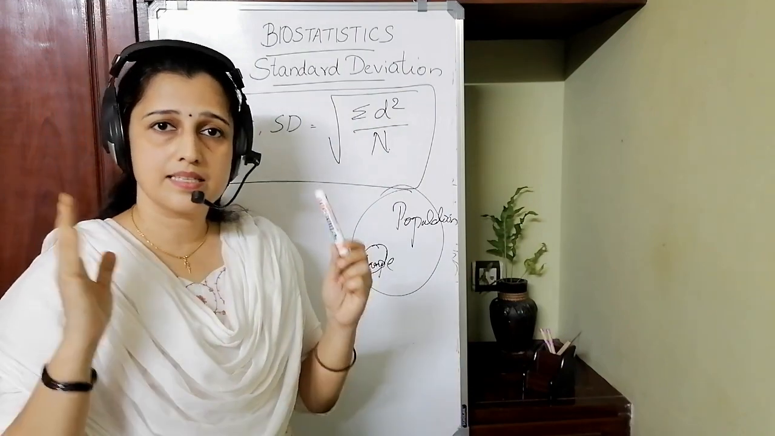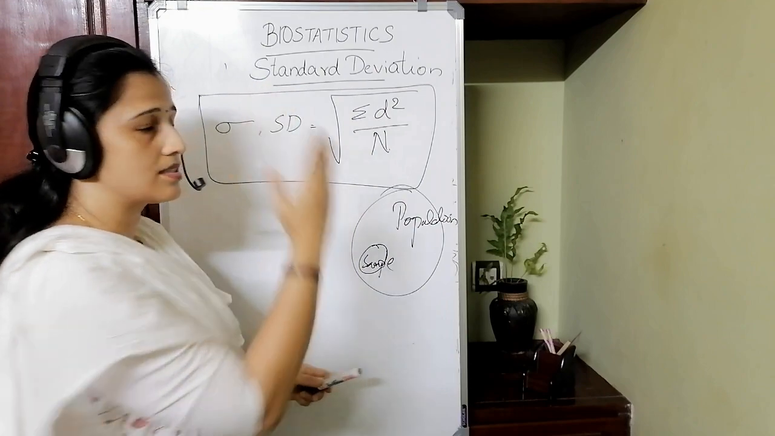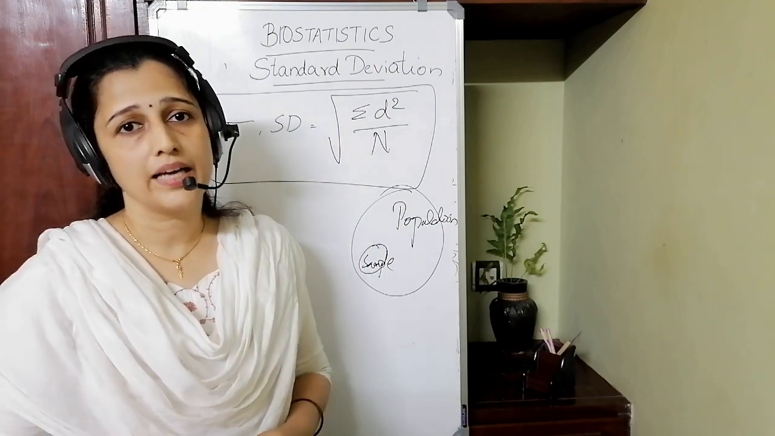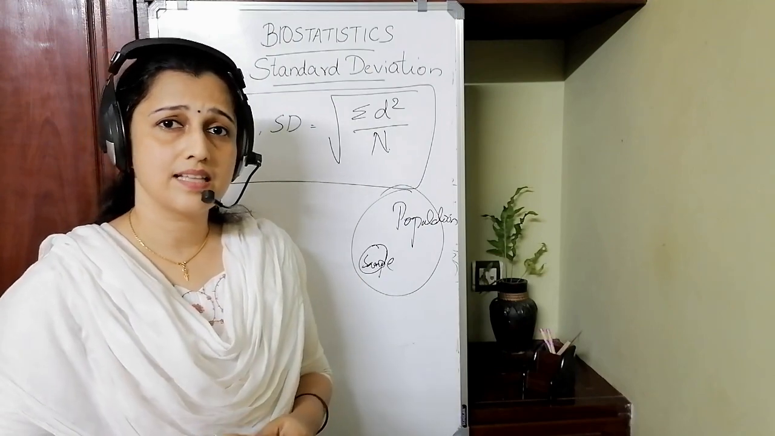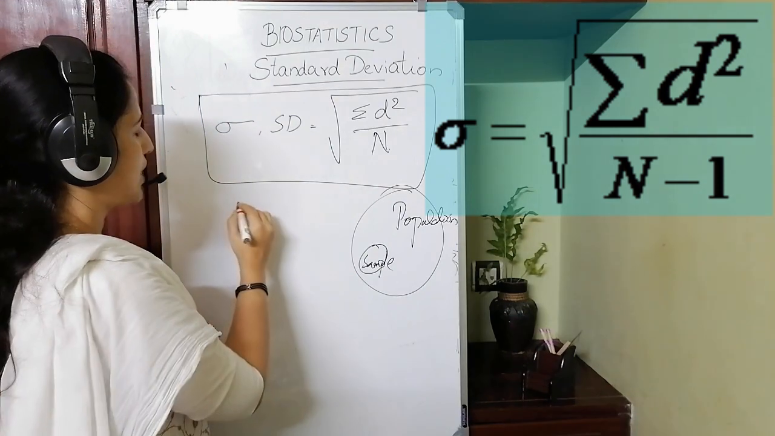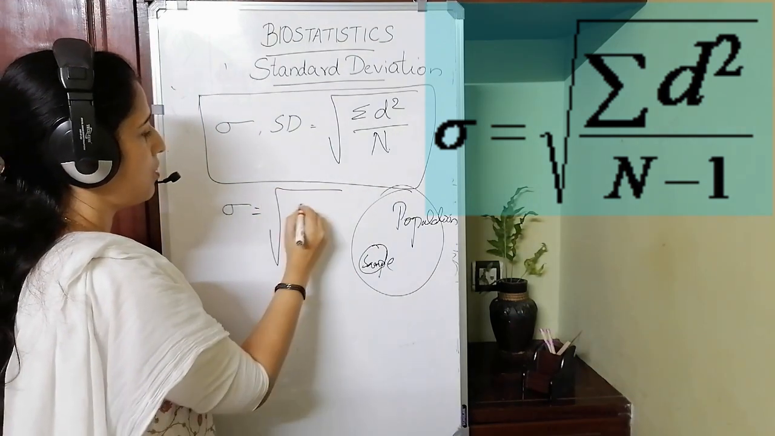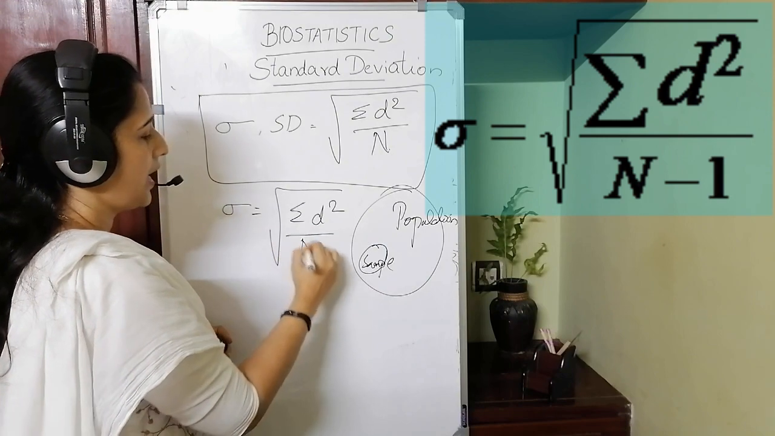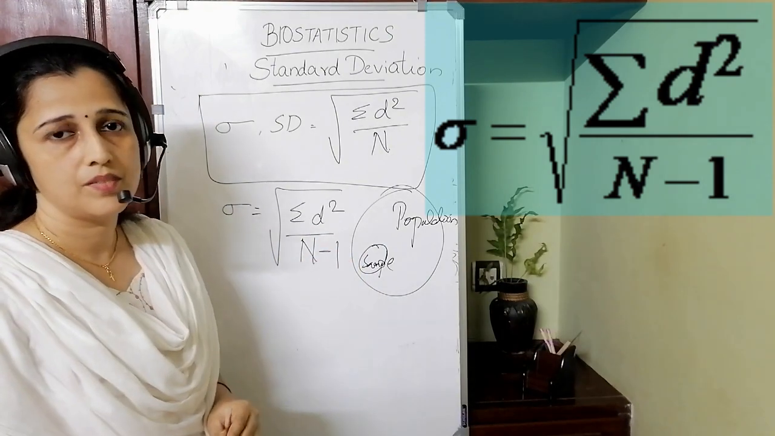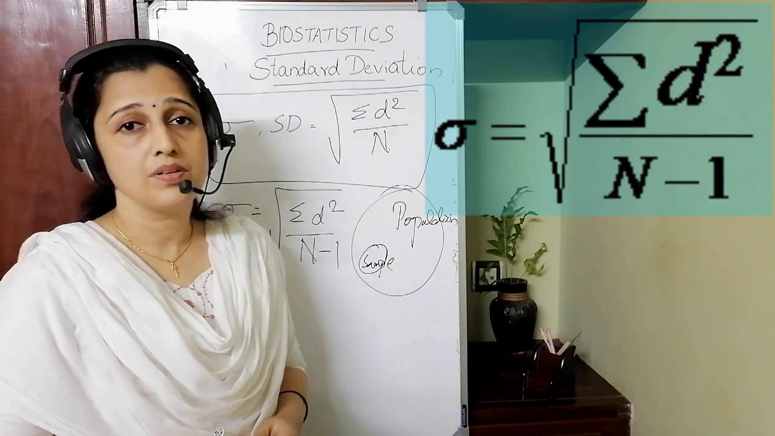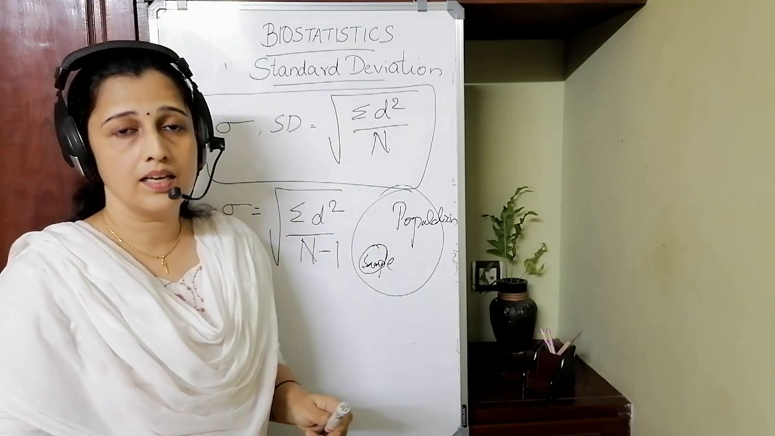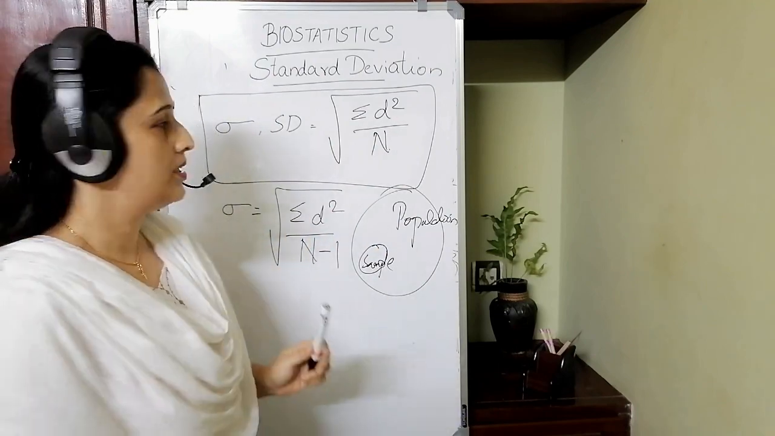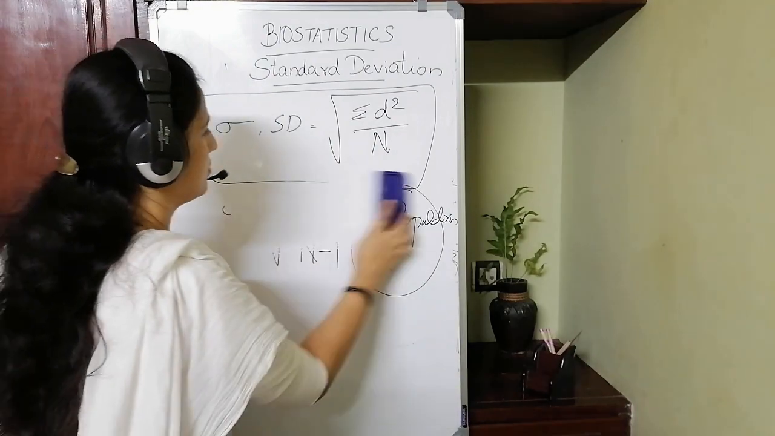So if the sample size is large, the equation which is used is this, that is square root of sigma d square divided by n. And if the sample size is small, that is if the number of observations is less than 30, the equation which we actually use is square root of sigma d square by n minus 1. This is usually used when the sample size is less than 30. And I said, while handling the data, this is usually followed. But here for calculation, the equation which we use is this.